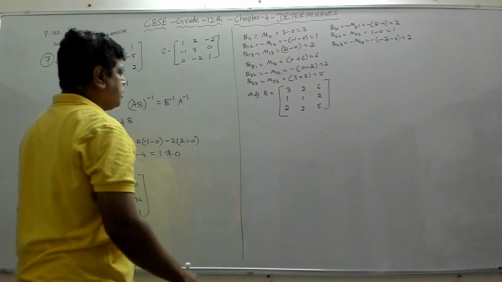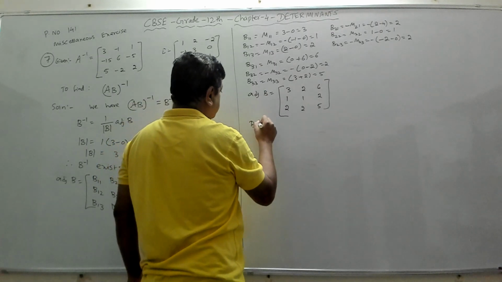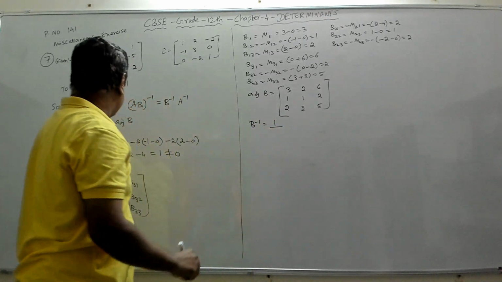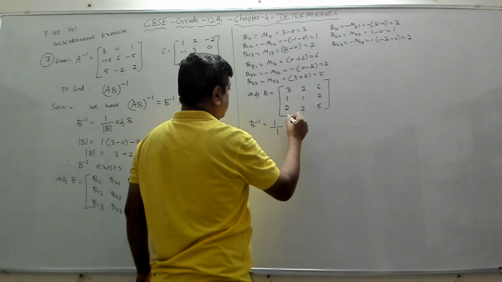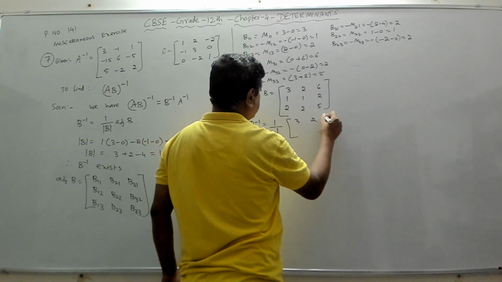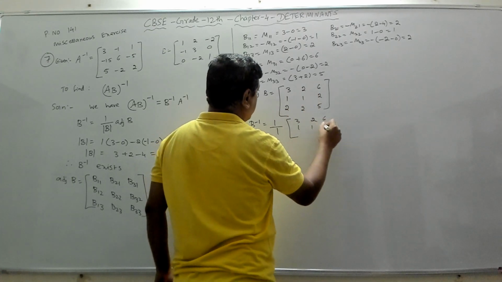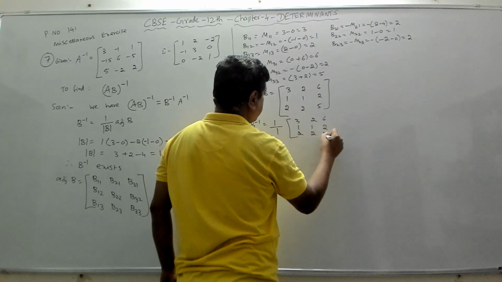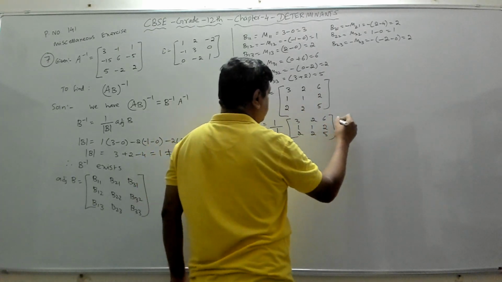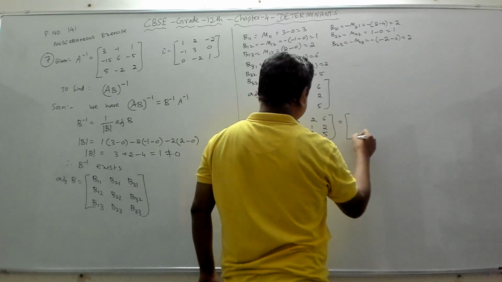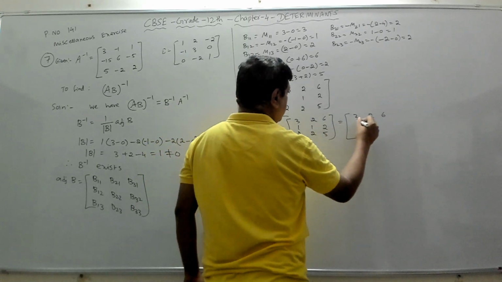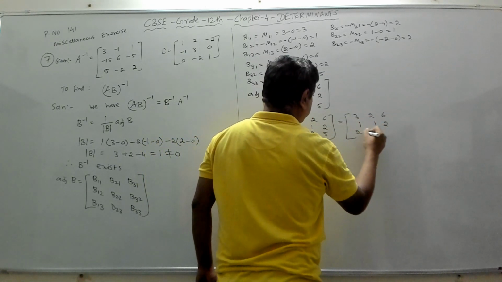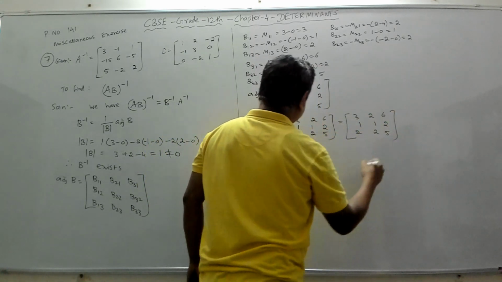Now what is our B inverse? B inverse is equal to 1 by determinant of B. Determinant of B is 1. So 1 by 1 into this matrix, adjoint B: 3, 2, 6, 1, 1, 2, 2, 2, 5. So this gives the same matrix, 3, 2, 6, and 1 by 1 is 1. So 1, 1, 2, 2, 2, 5. So this is your B inverse.